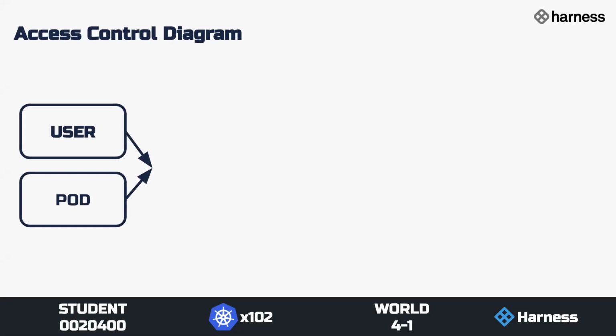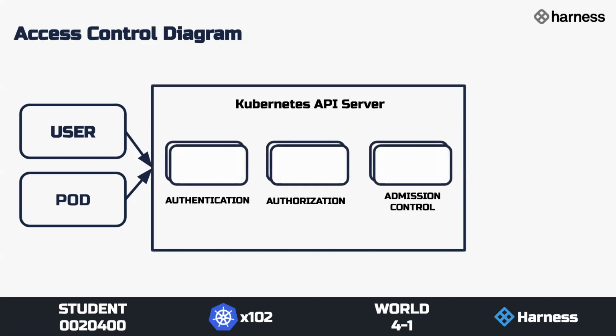So the two main actors are going to be either a user, so an external user, an external service, an external bot, something along those lines, or a pod. So you have a pod internally that wants to be able to interact with Kubernetes. The first thing it's going to do is interact with the Kube API server. The Kube API server is going to run through an authentication process.